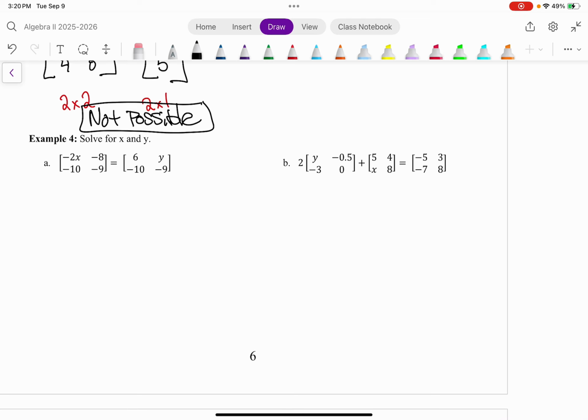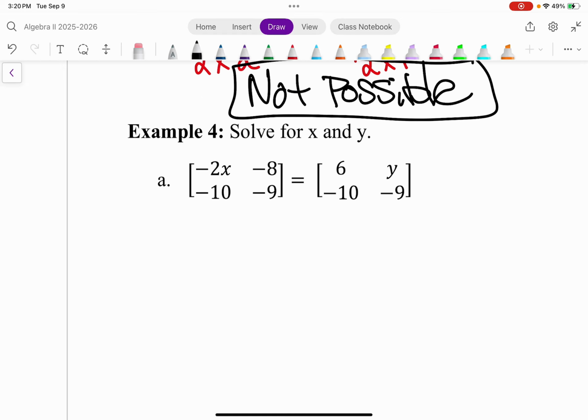Okay. Example 4, this one is going to be using equal matrices. So remember, when they're equal, that means they have to have the same dimensions. They also have to have equal entries. So the ones that are in row 1, column 1, those two entries have to be equal. In row 1, column 2, these two entries have to be equal. Same thing, row 2, column 1, those have to be equal, which we can clearly see, both -10. And then lastly, row 2, column 2 also have to be equal, and both of them are -9, so we are good there.